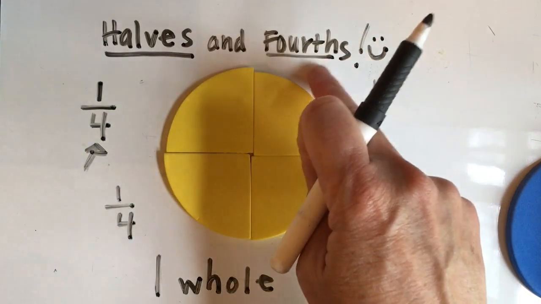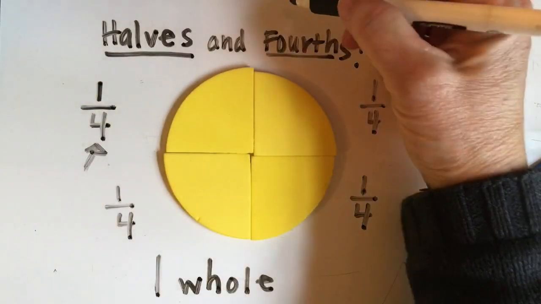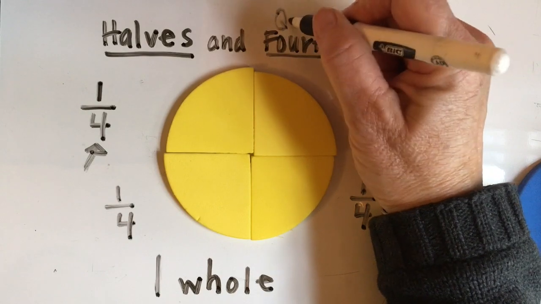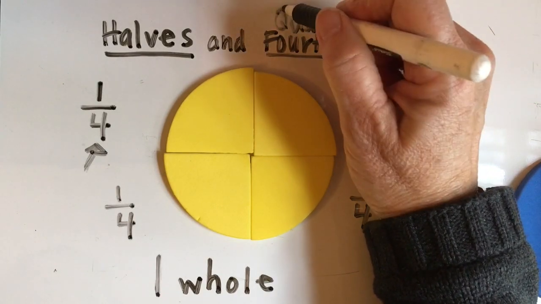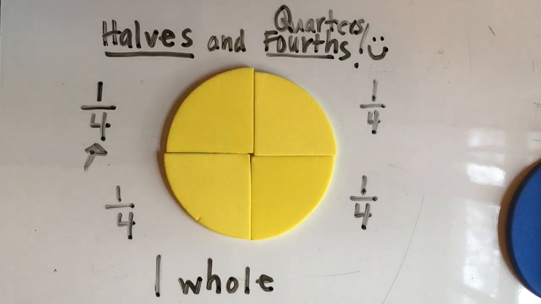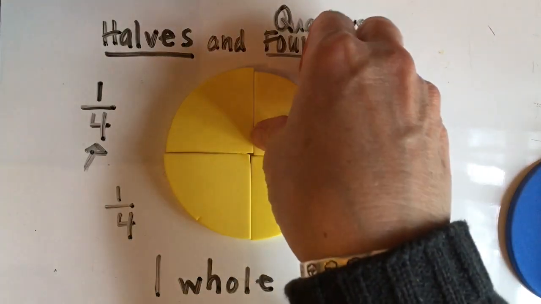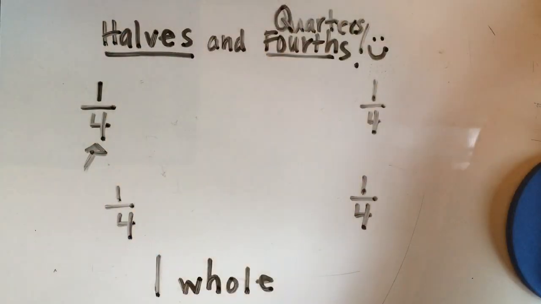Okay, so I don't need to change it exactly, but I could add to my title up here. We're talking about halves and fourths, and I can also put the word quarters right above. So quarters or fourths are the same thing. So halves and quarters. All right, now I'm going to show you a different model just so you can think about these halves and quarters.